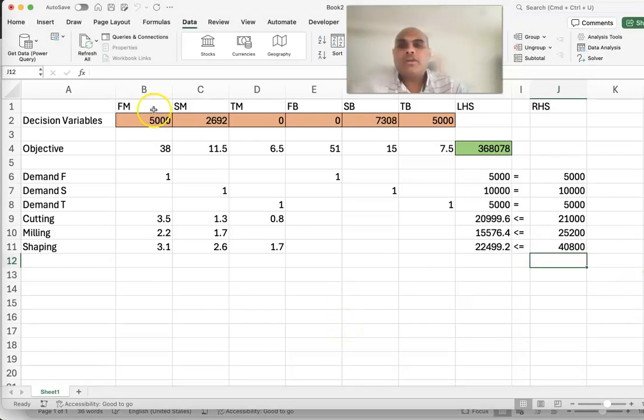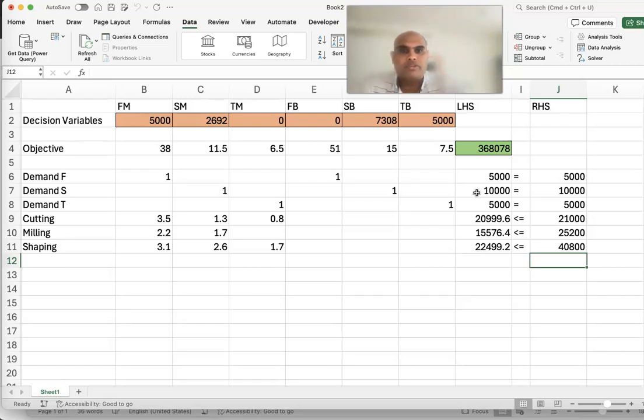So we are making all the 5,000 frames. We are making 2,692 of the supports. We are not making any of the straps. All the straps are coming out, because if you notice, the cost of making a strap is 650 and cost of buying a strap is 750. That's not that different, but cost of making a frame is $38, while the cost of buying a frame is $51. So that's a lot. It's much different. Right. So the objective function is 368,078, and that's the optimal solution.